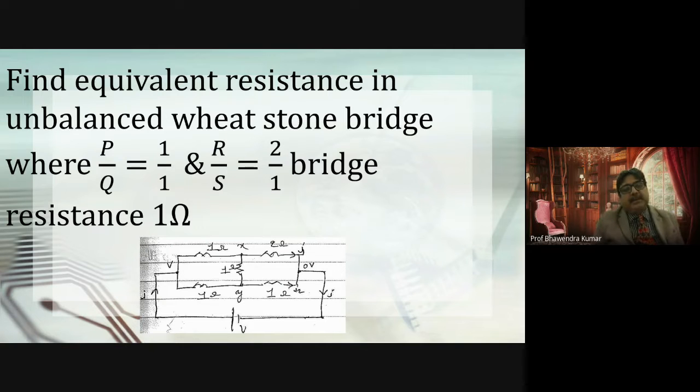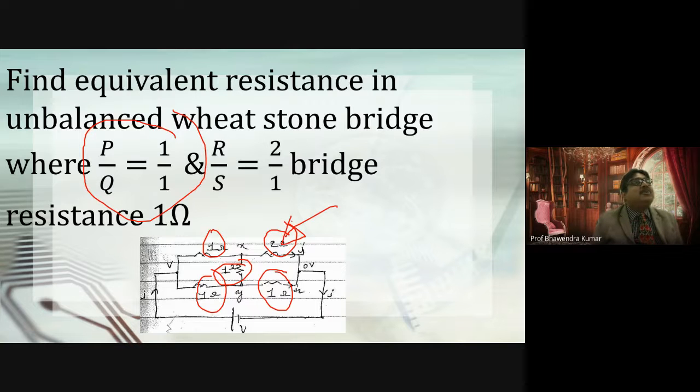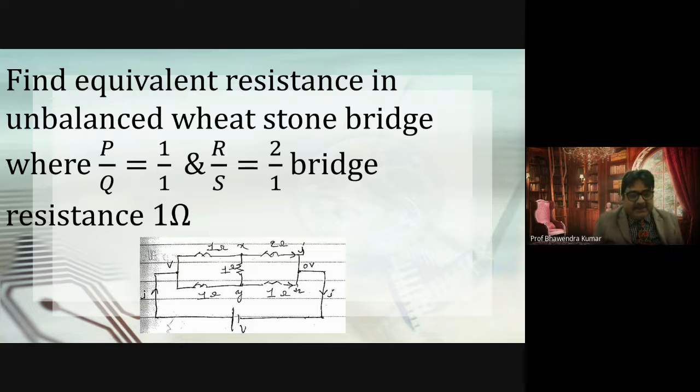Yes. This is the unbalanced Richardson bridge. P by Q is 1 by 1. This is 1 ohm. This is 1 ohm. R by S is 2:1. This is 2 ohm. This is 1 ohm. And there is a bridge resistance of 1 ohm. Do you understand it? All resistances are 1 except this one. This is 2 ohm. We have to find the equivalent resistance between the two ends. Is the question clear?